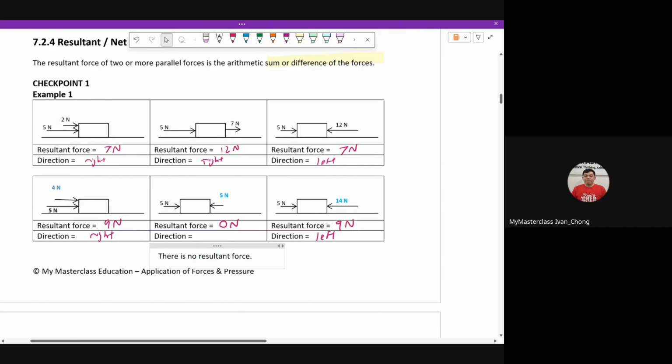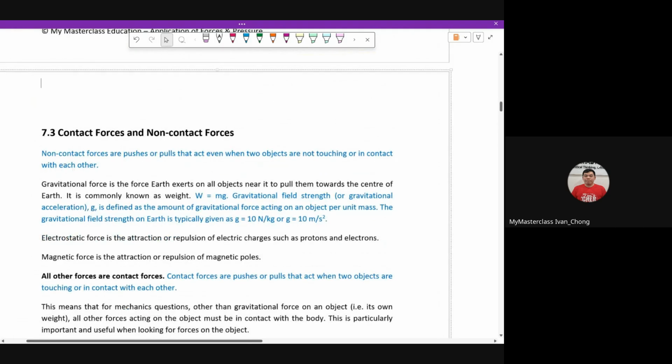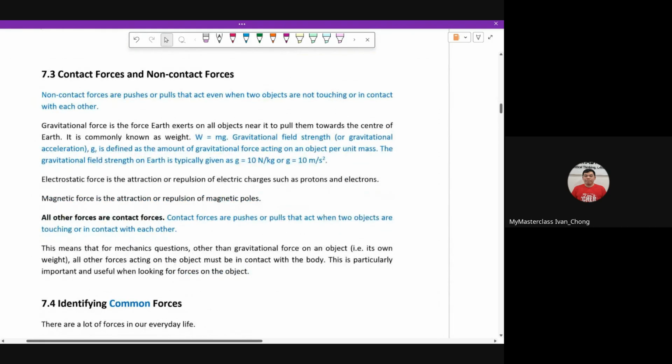Okay, so there's no direction over here. All right, so let's take a look at the next page. Basically, this page, if you have the book with you, might be slightly different. So that's why I actually colored the differences over here. So for non-contact forces, they are all push and pushes.